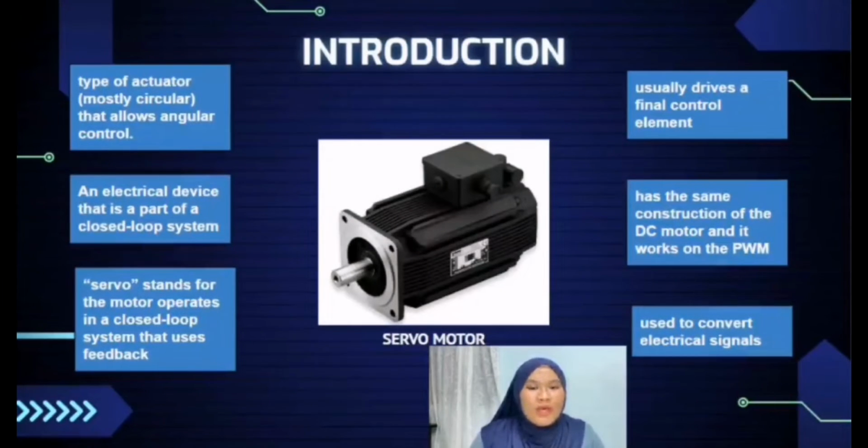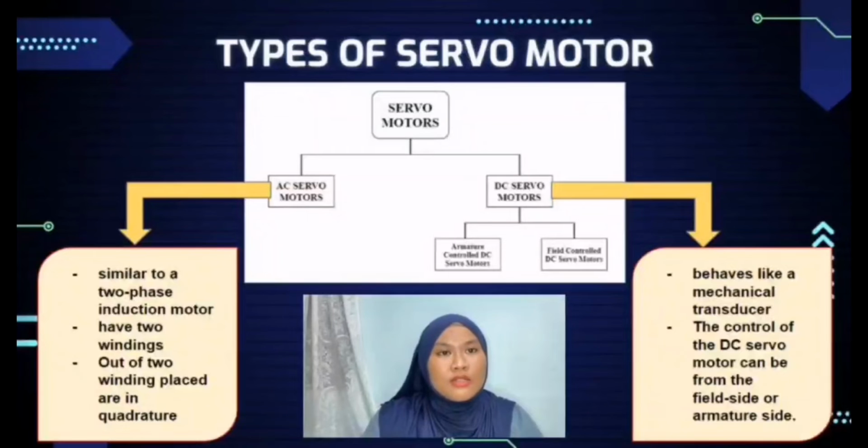The servo motor has the same construction as the DC motor, and it works on the PWM, which is the pulse width modulation principle. These motors are used to convert the electrical signal applied into angular velocity or movement of the shaft. Next, the types of servo motor. It is classified depending upon the nature of the electric supply used for its operation.